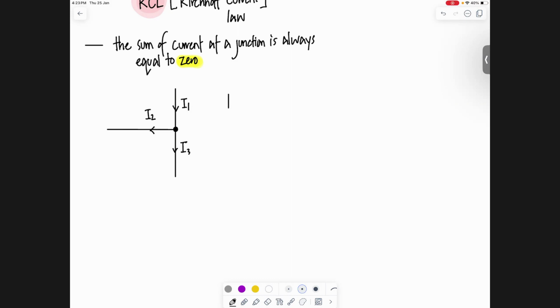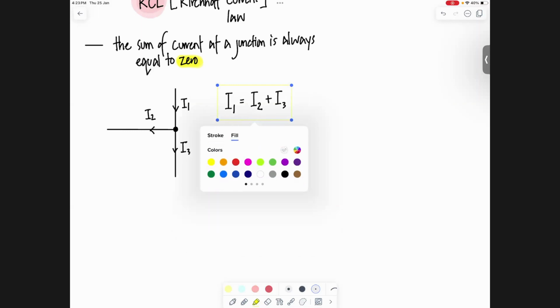Yes, I1, the current in, definitely has to be equal to the current out. There's no other possibility, right? So I1 should be equal to I2 plus I3. That's the relationship at this point. But what is this based on? What did you base your answer on? What was the logic?